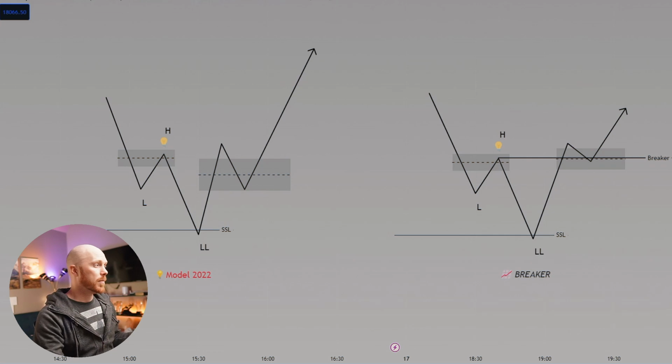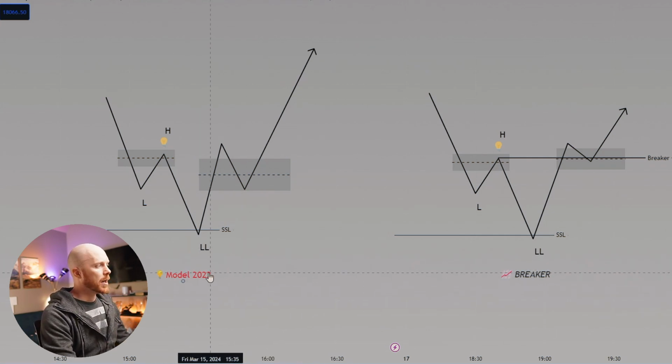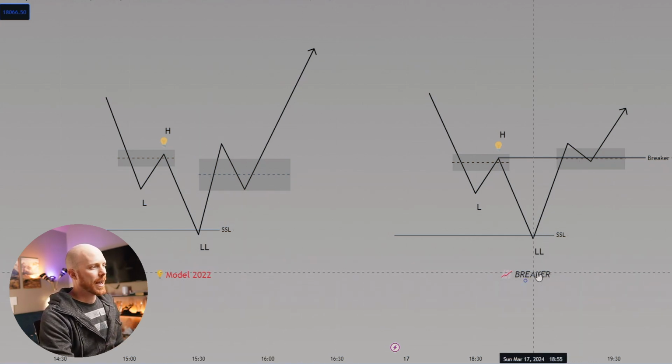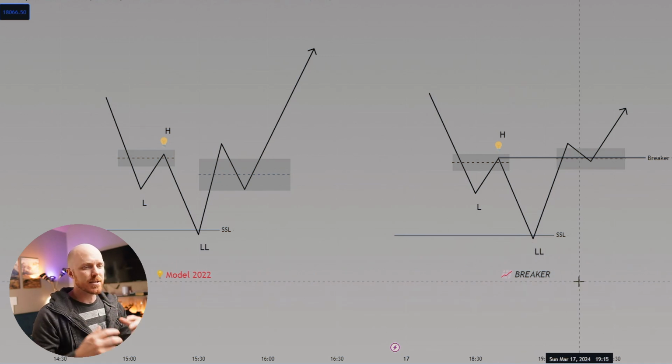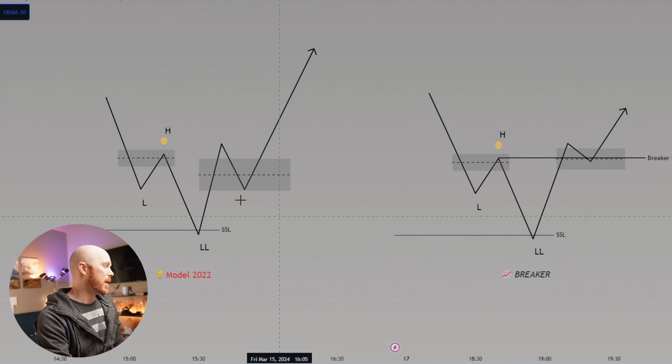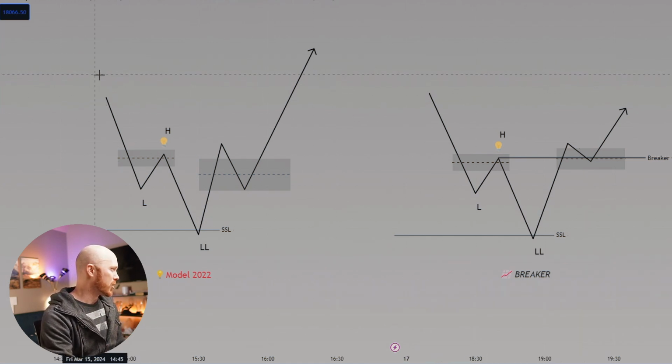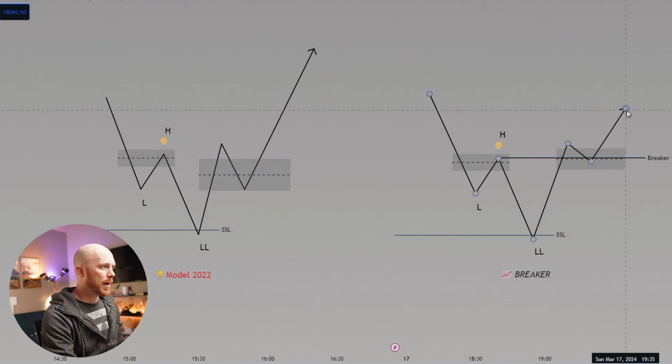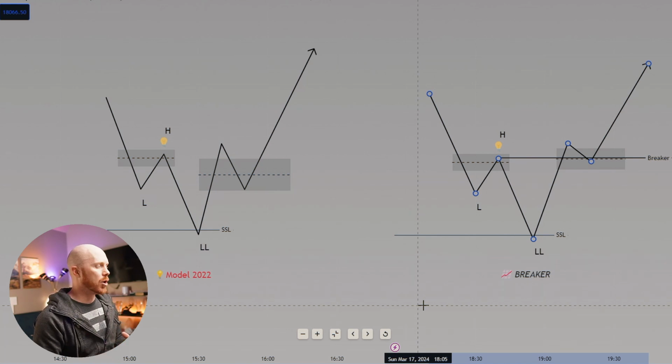I want to show you my model so you get an idea of how I actually trade. So let's go ahead and take a look at the model. Right on the left side is the model 2022, and I also have the breaker. This is the bread and butter. This is the market maker buy model and market maker sell model. So market maker buy model is we start high, we come down, and then we end up going higher. Same thing. So these are both market maker buy models. Out of the market maker buy model, the setup is just slightly different, almost identical, but slightly different. That's why I trade two of them.